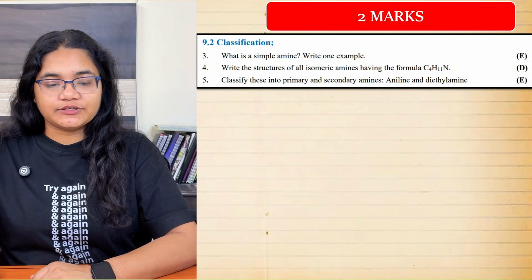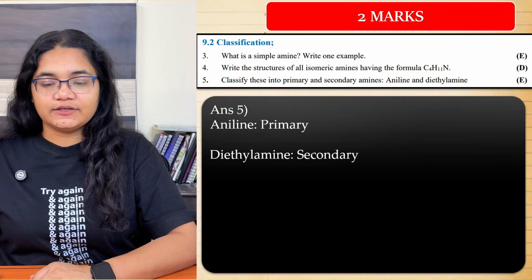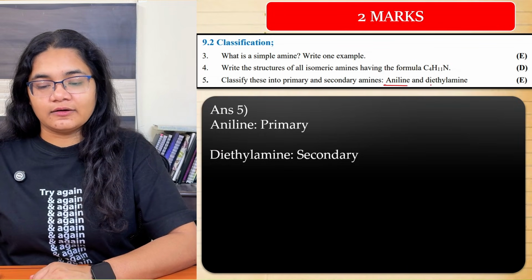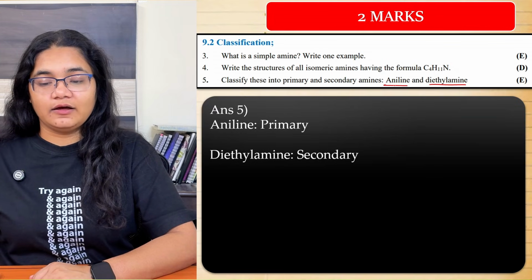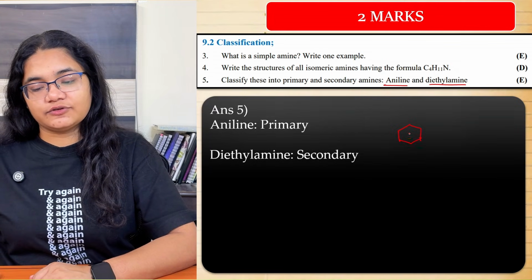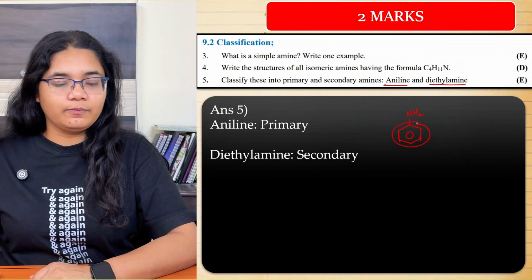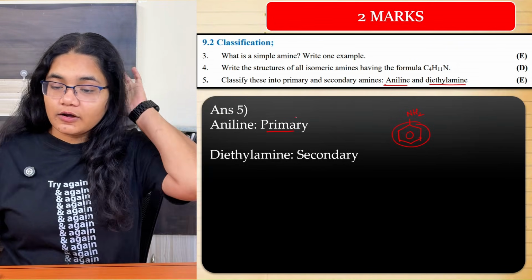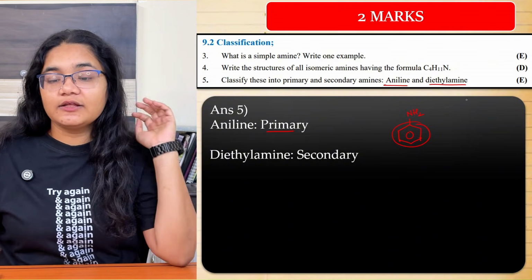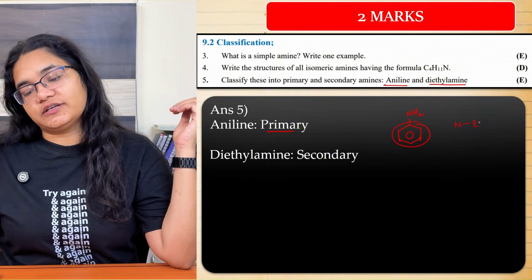Now moving to question number 5: classify these into primary amines and secondary amines, aniline and diethylamine. If you see aniline, the structure is like this, right? Nitrogen has only 1 carbon group, so this is a primary amine. Now you have diethylamine as well. If you see diethylamine, the structure is like this.